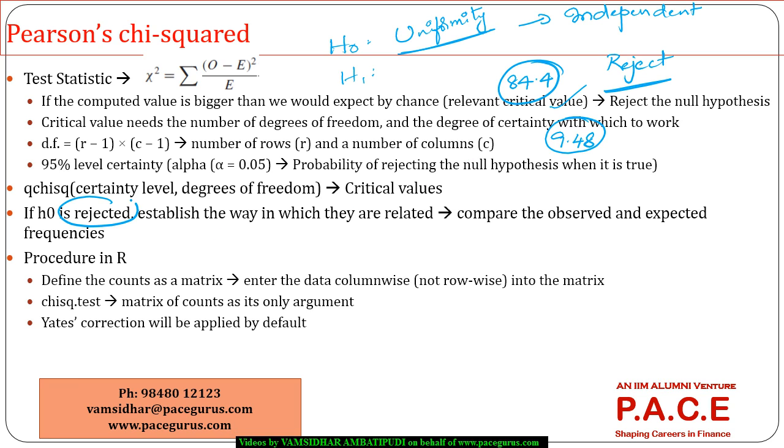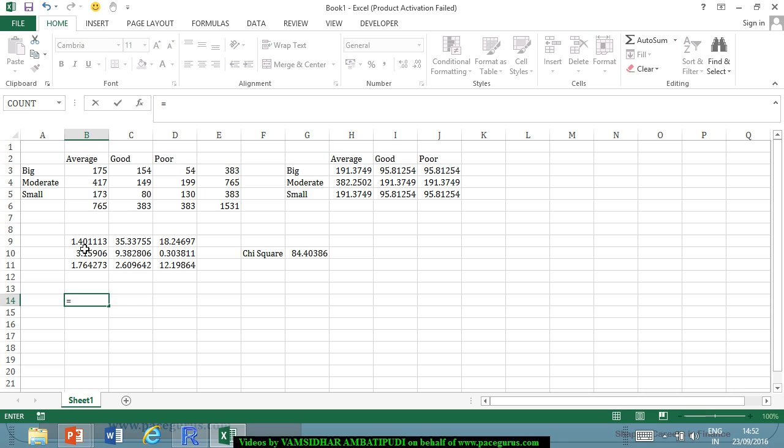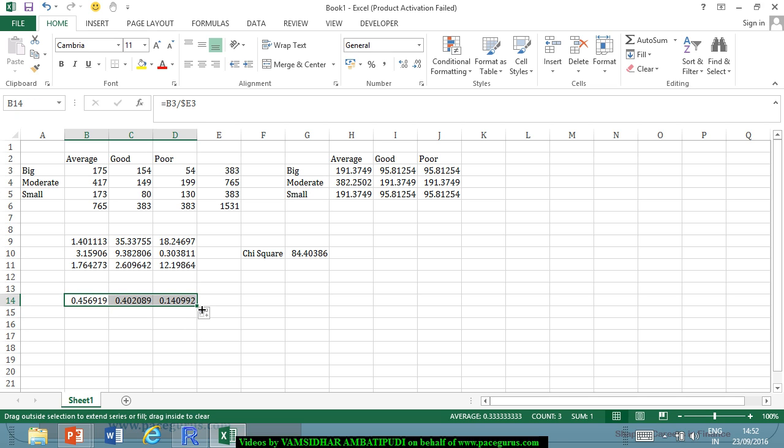groups. Because the null hypothesis is getting rejected, I have to really see which groups have what kind of significant difference across the groups. So if I look at the proportions across each of the groups, I am dividing each value by its corresponding total, just to see the proportion. So here the proportions are 45, 40, 14.